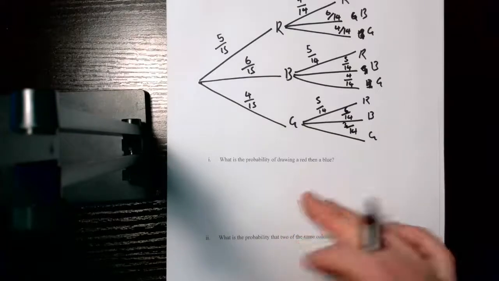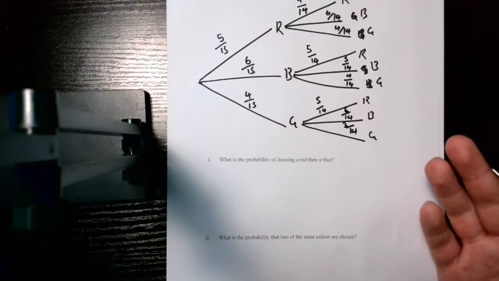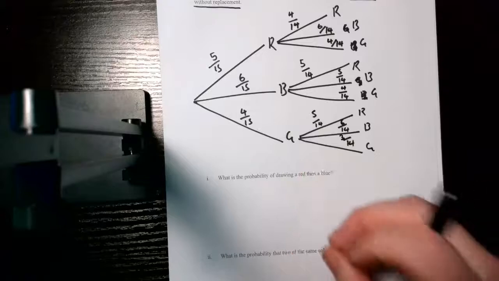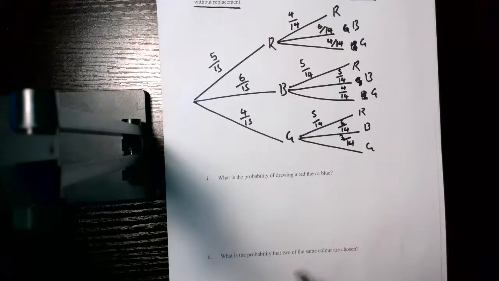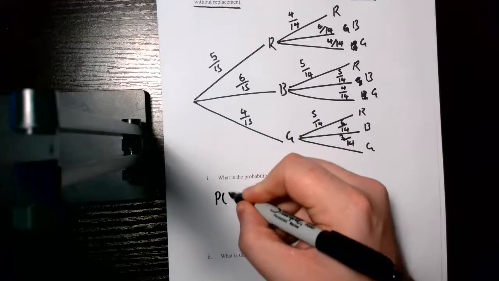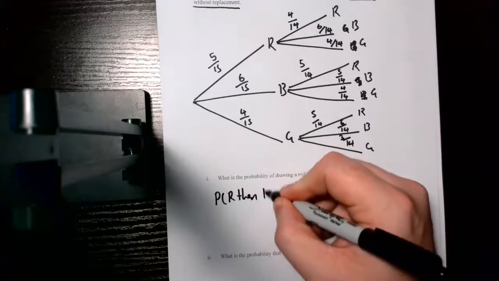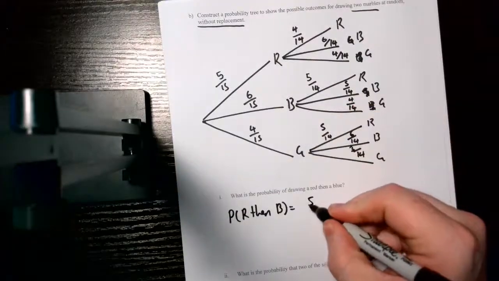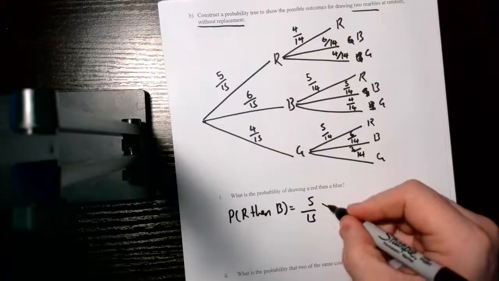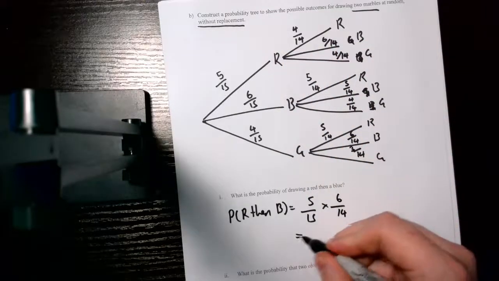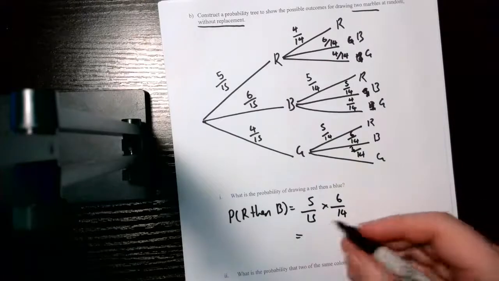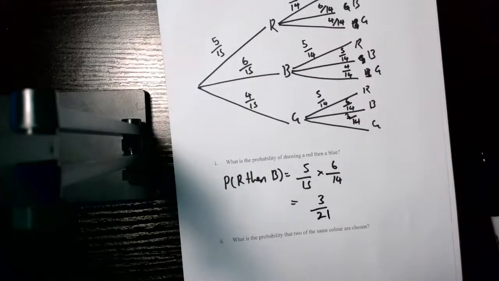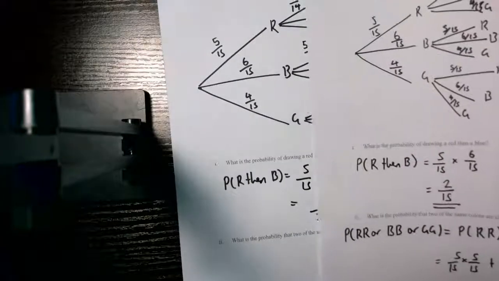So, let's now look at this particular question. What's the probability of drawing a red then a blue? Now remember, this is the exact question that we did last time. Let's just see how the probabilities change now that we're not putting marbles back into the bag. So probability of red then blue is equal to 5 over 15 multiplied by 6 over 14. You plug that into your calculator, do a little bit of simplifying, and you'll notice you get 3 out of 21. That's different to our original answer of 2 out of 15.